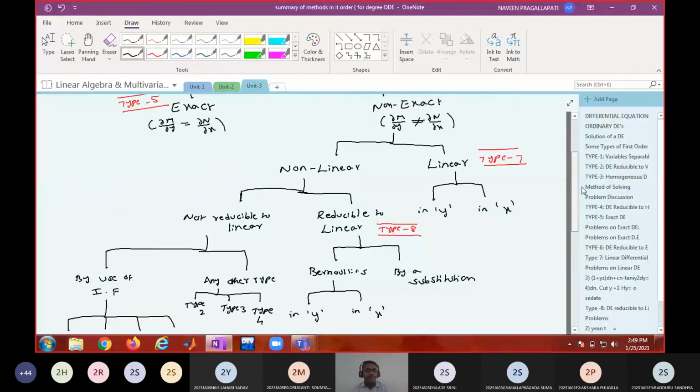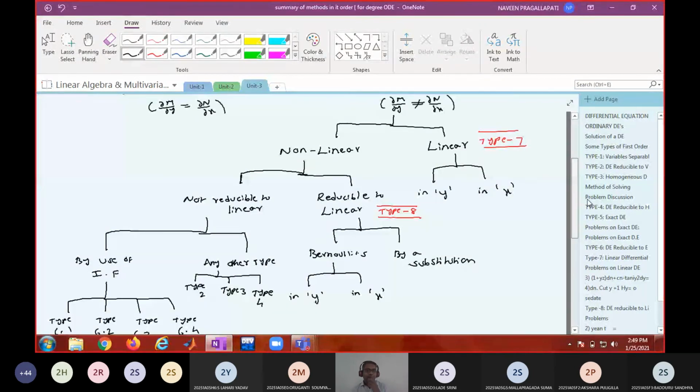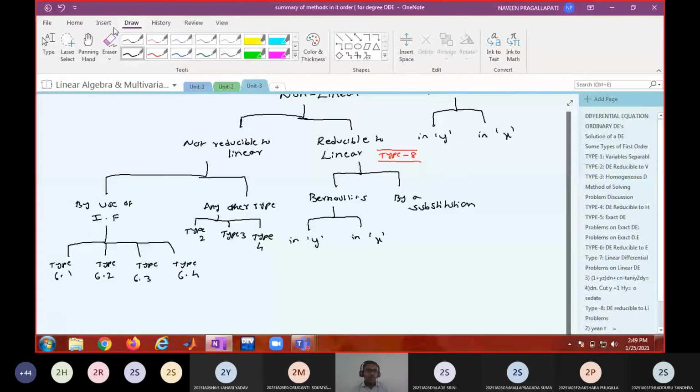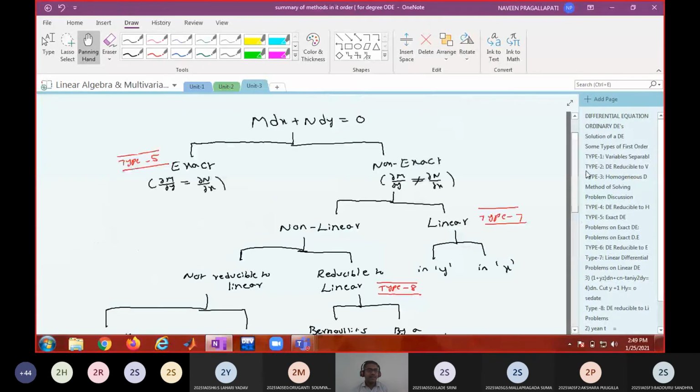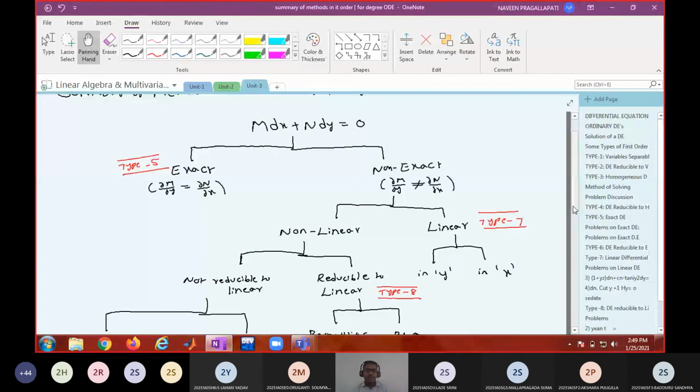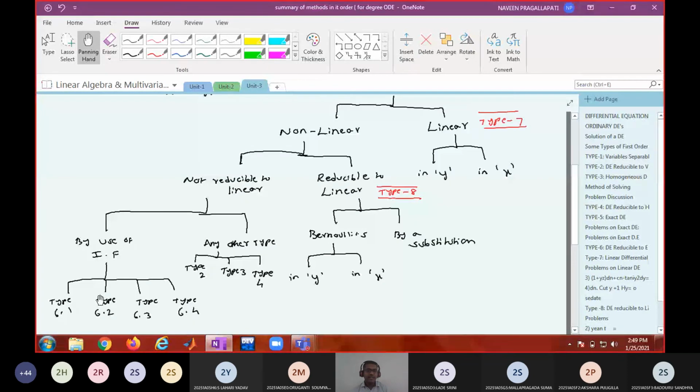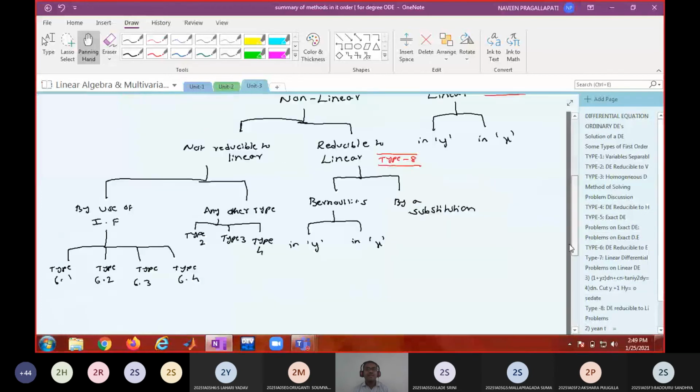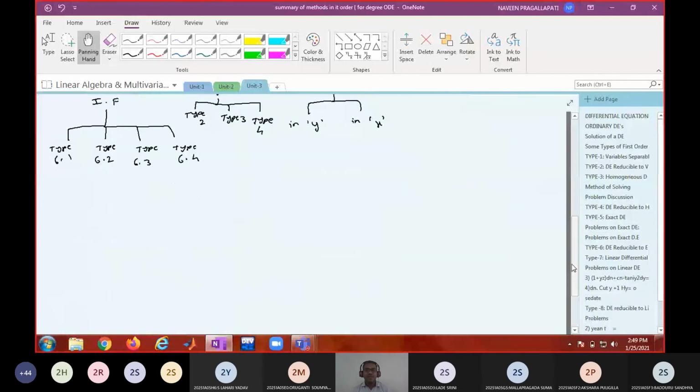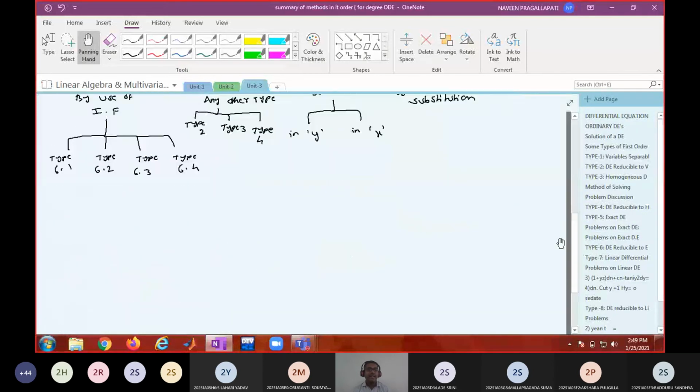Do you understand why? I wrote 2, 3, 4. What is 5? 5 is exact. 6 is here. 7, 8. I wrote all types except type 1. Can you think of why I did not touch type 1?